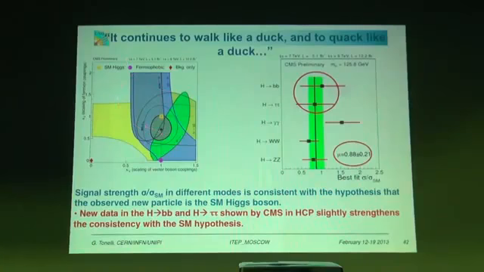So again, if you put together everything, the coupling to fermions and the coupling to vector bosons, here is what you would expect to see in the standard model, 1, 1, and here is where we are. It is within 1 sigma. So we can conclude that it continues to work like that. Really, the consistency with the hypothesis that it is the standard model boson is gaining some strength.